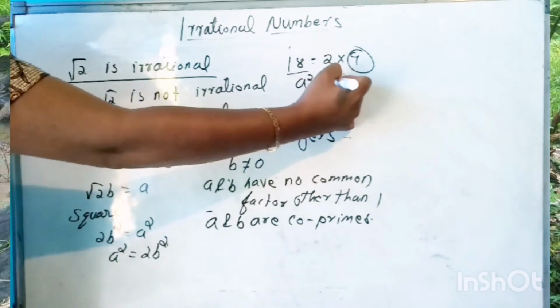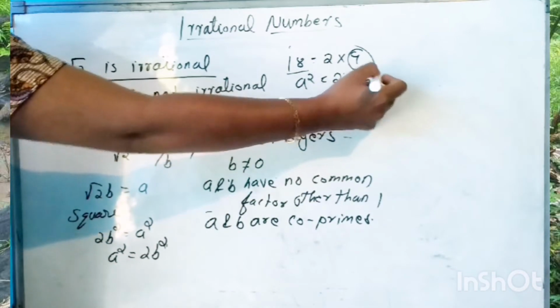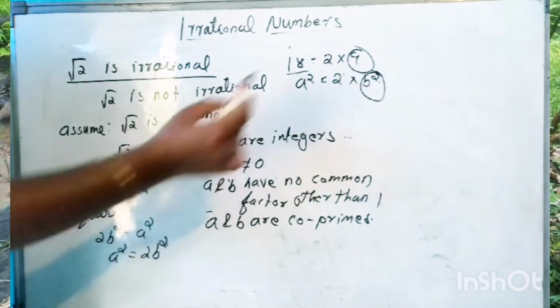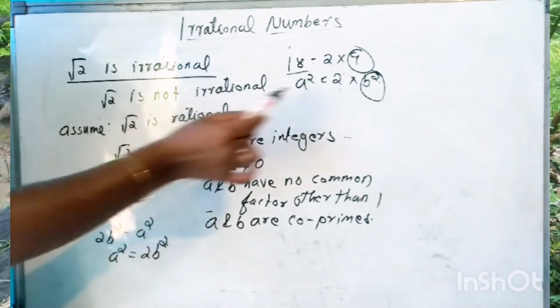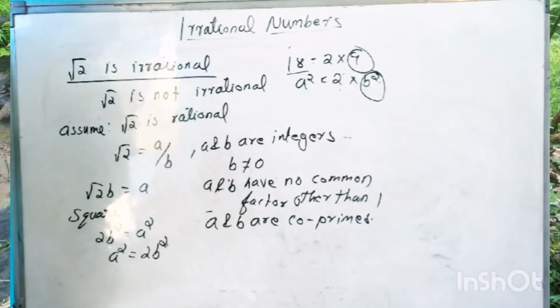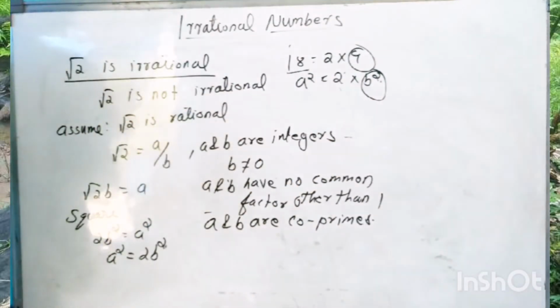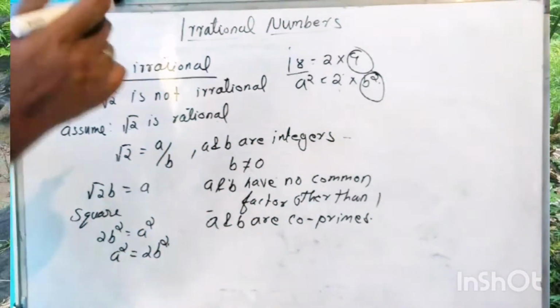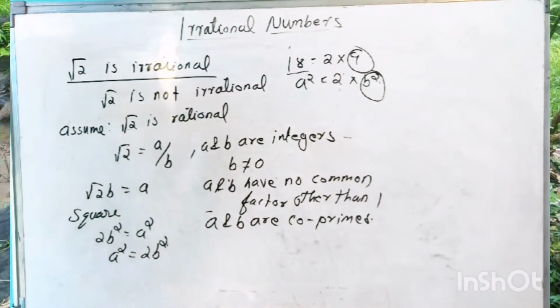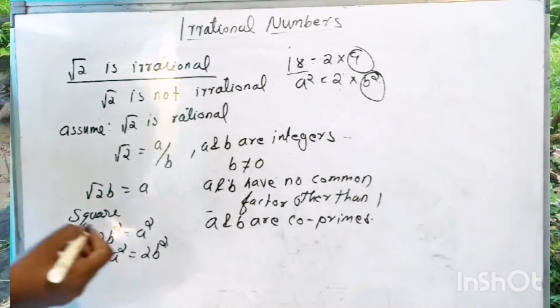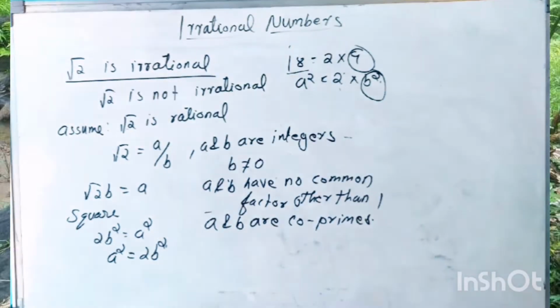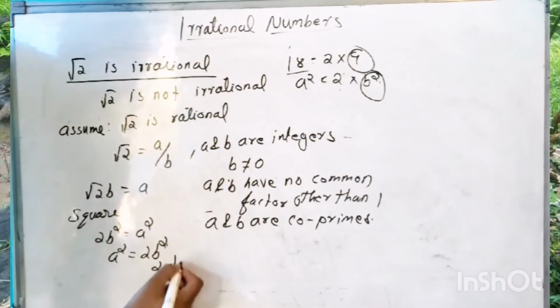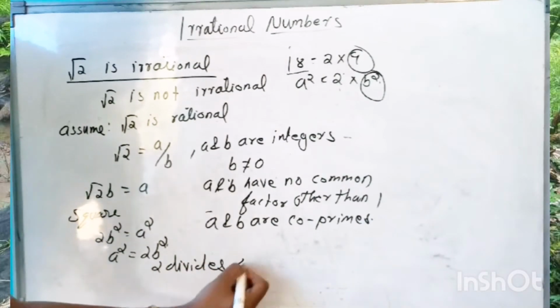A square we expressed as 2 into B square. Similarly, here also we can say that 2 divides A square. If you can express a number as the product of 2 and some other number, then that number is divisible by 2, or 2 divides that number. So from this step we can write 2 divides A square.